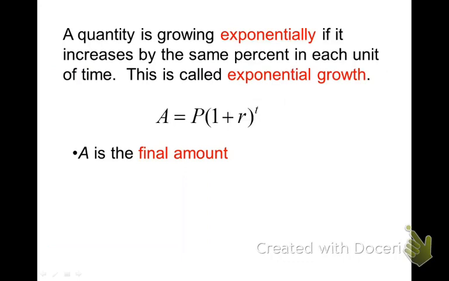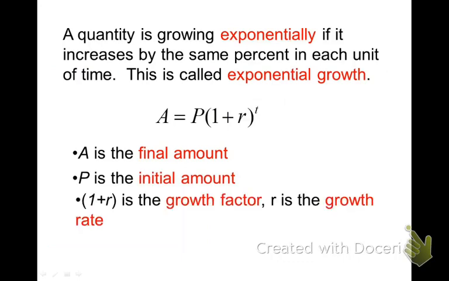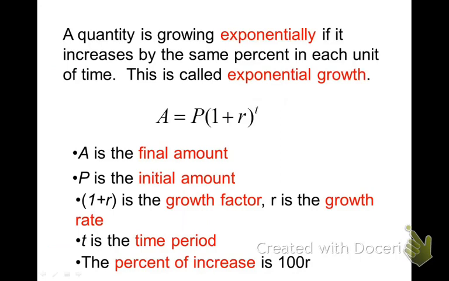A, the final amount. P, the initial amount. 1 plus R is the growth factor, the growth rate is the R. And T is time, usually in years. If we want a percent increase, that's always going to be 100 times R.